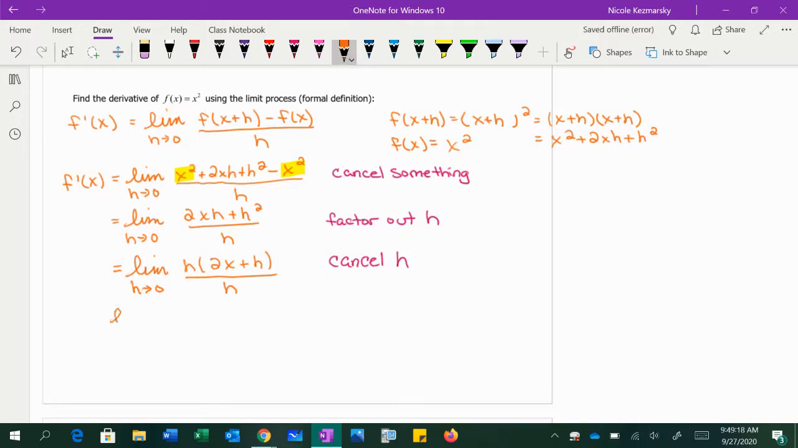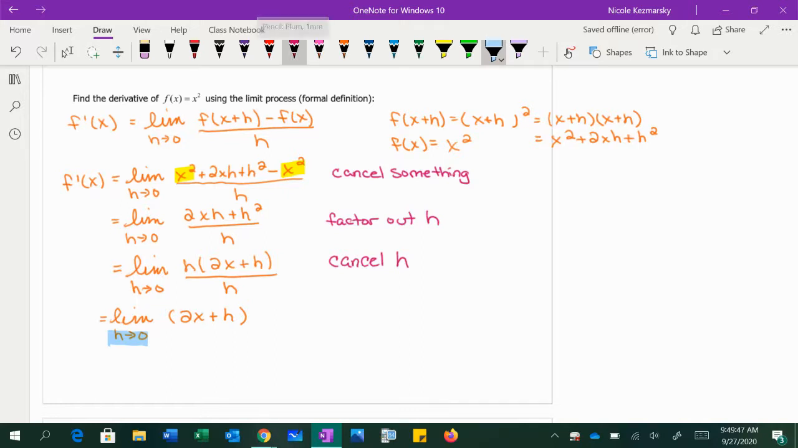So I've got the h that I just factored out, and I've got an h in the bottom. So the h's are going to cancel. I'm going to be left with 2x plus h. And literally, this notation says let h become 0. This little h approaches 0 down here at the bottom says let h become 0.